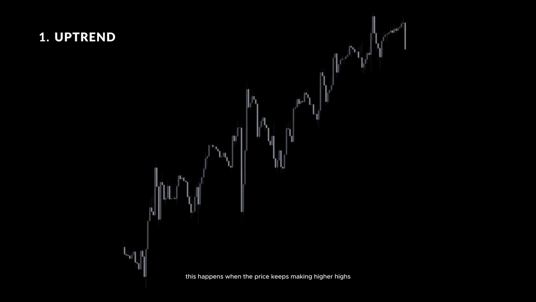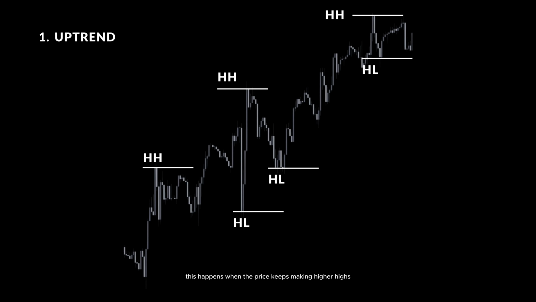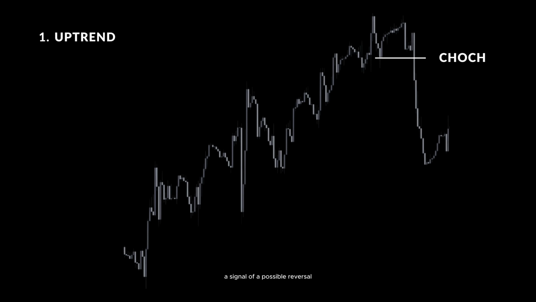In this general analysis, we're putting smart money concepts into action on the chart to simply figure out where the market is headed and identify key levels. Now, there are 3 types of markets when it comes to direction. First up, we've got a moving uptrend. This happens when the price keeps making higher highs and higher lows, breaking the structure to the upside. Trading with this dominant uptrend increases our chance of success. The uptrend continues until there's a change of character, a signal of a possible reversal.